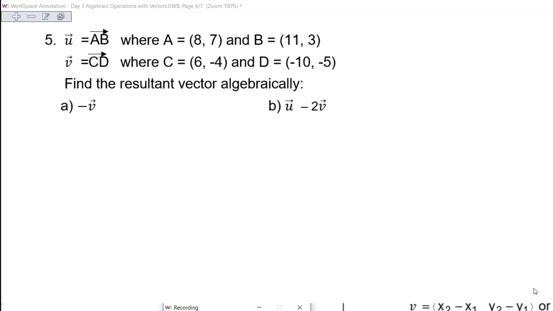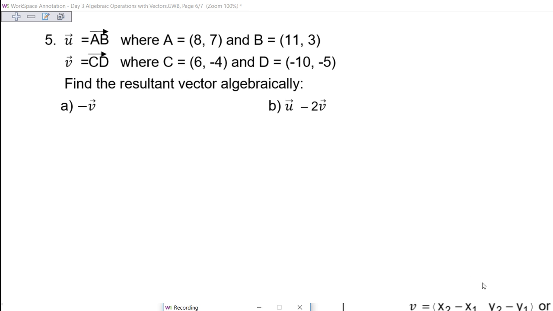So here we need to do some more vector operations. But vector operations only happen if you have component form. Are we given component form here? How do you know that's not component form? Yeah, we don't have those angled brackets.